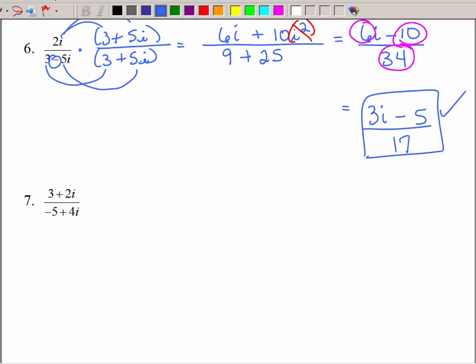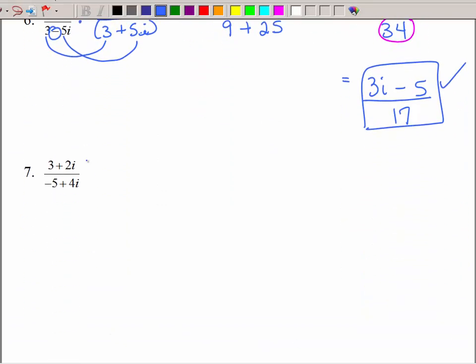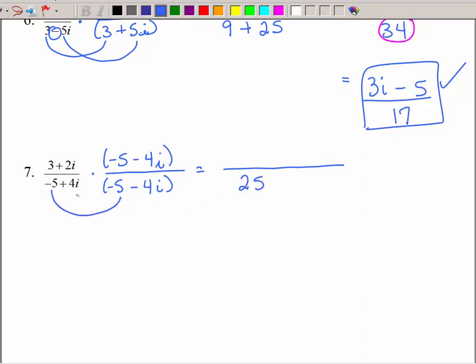Let's look at one last example, a little more complicated. All right, so we have that binomial in the bottom. We keep the -5. Remember that complex conjugate is you just change only the middle sign. Only the middle sign. Okay, let's do the bottom. -5 times -5 is still positive 25. Now 4 times 4 is 16, and because we're going to have the i squared, which makes -1, and that's negative, we're going to add. The product of complex conjugates: square the first term, square the last term, add.